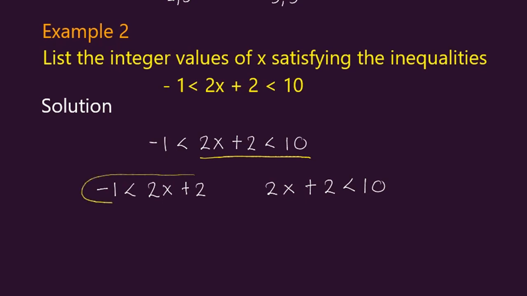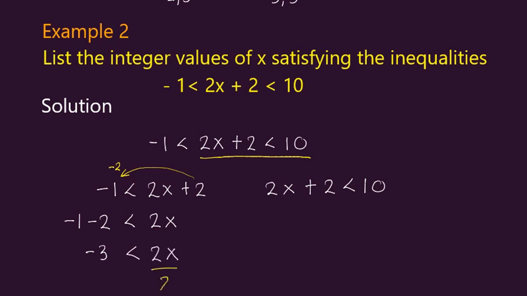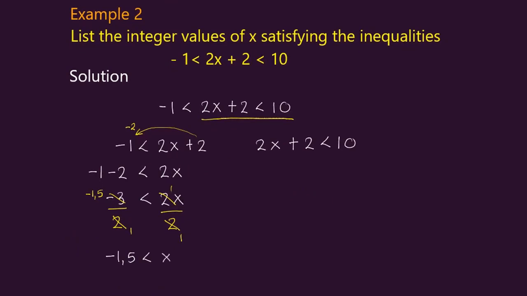-1 is less than 2x plus 2. I want you to solve it. I want you to pause this video and start working from now. So this is how I do it. I shift 2 to the left hand side, becomes -2, and -1 minus 2 will be less than 2x. That's -3 is less than 2x, and I divide both sides by 2, so dividing -3 by 2, that's -1.5. So here I'll be having -1.5 is less than x.